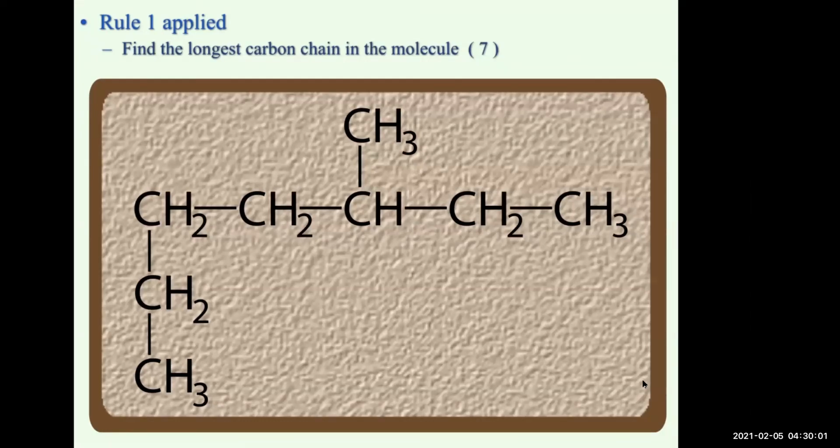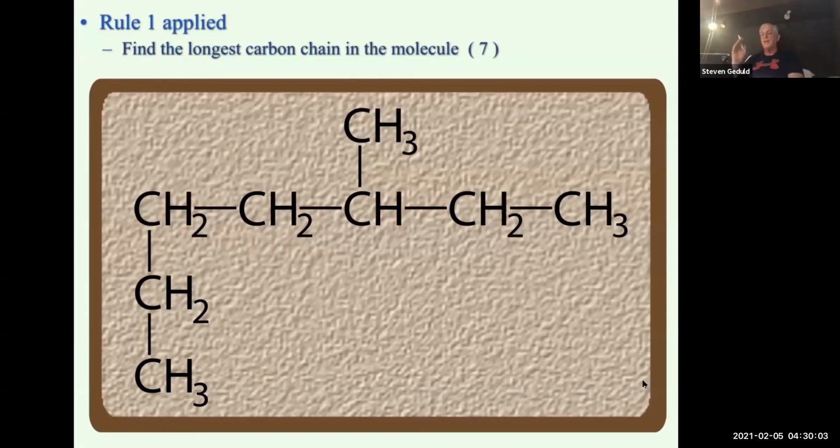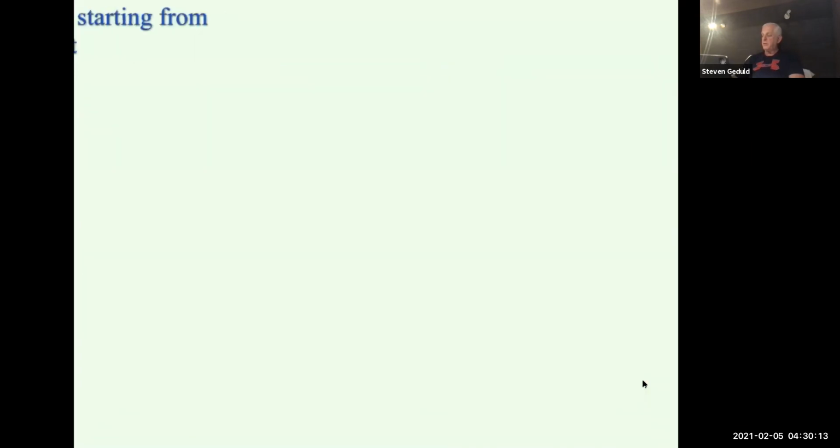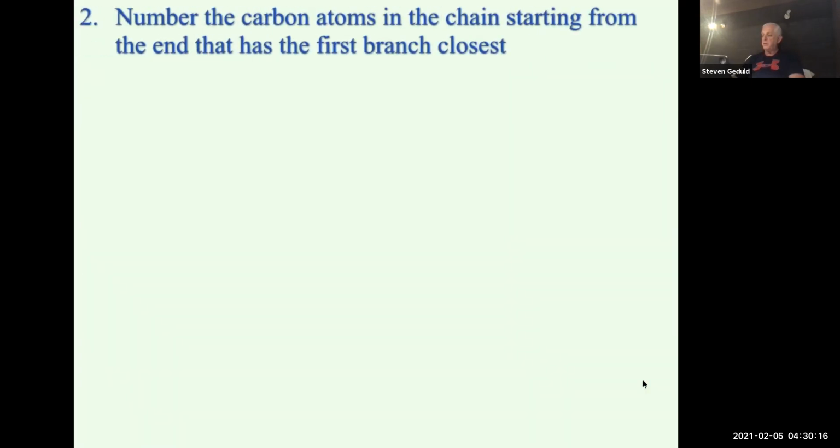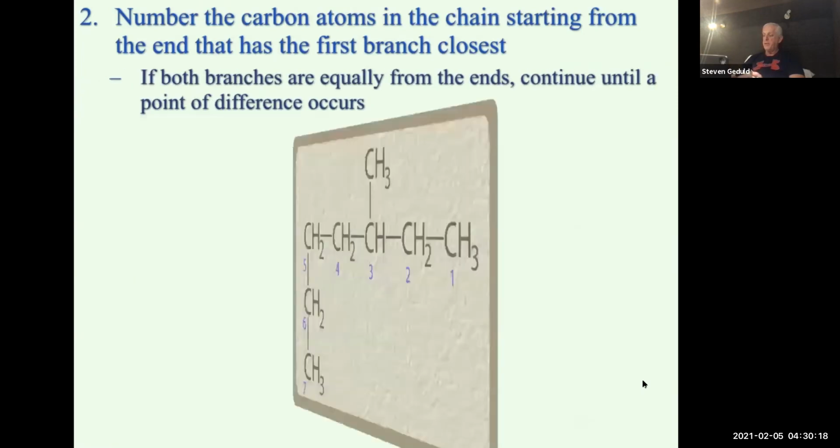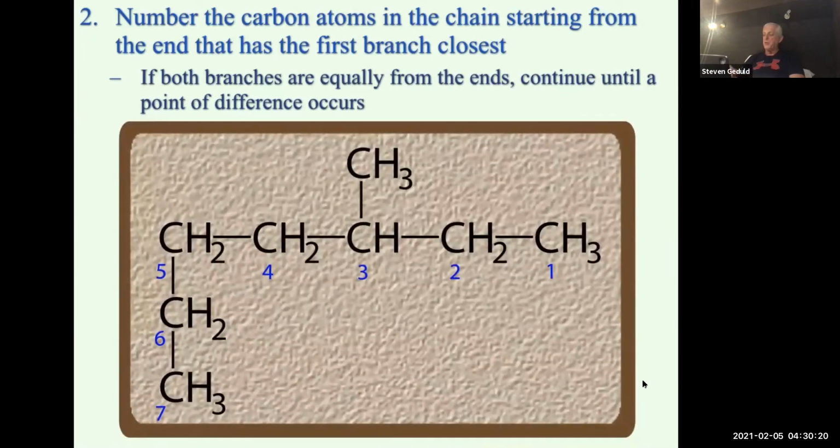Seven. Perfect. Are we going to number left to right? Are we going to start on the left or on the right? Right. Perfect. Start on the right. So we got 1, 2. Okay. So we start on the right and we go across, because that way this substituent is at number 3.